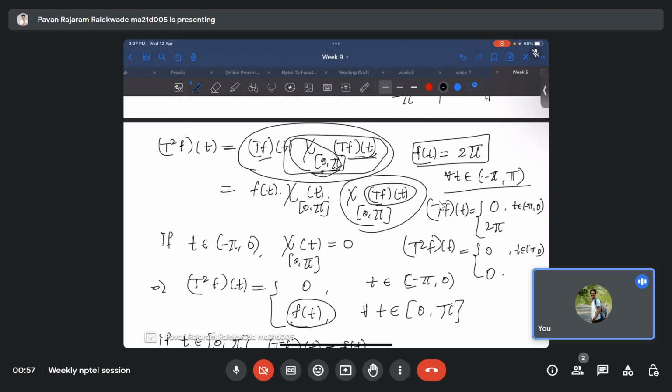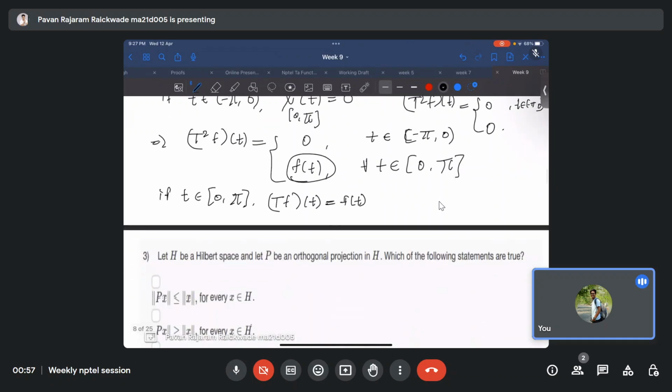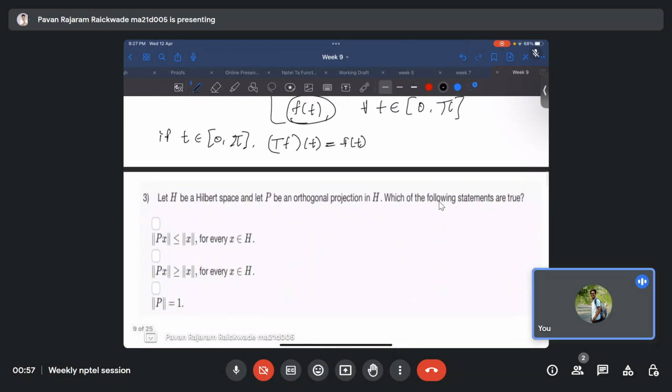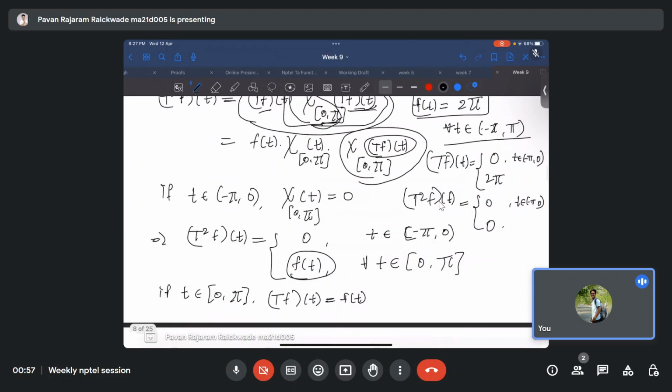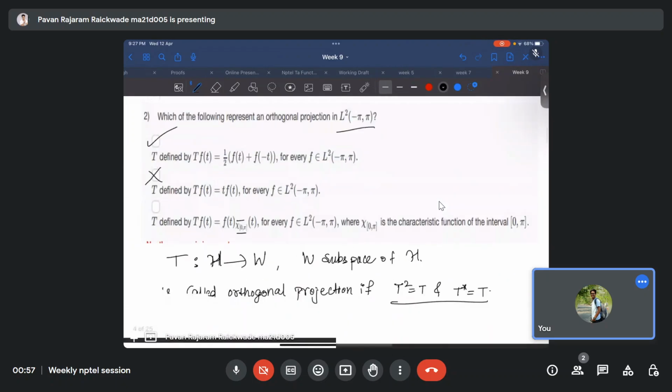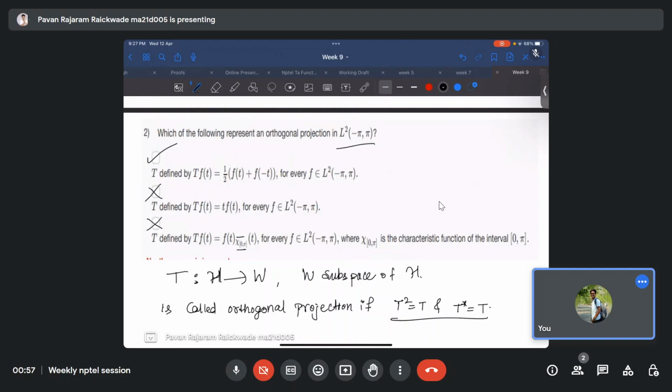So I have to check on this question again, and then maybe I'll explain in the next session. But for now, I think it's not a projection. You can also think about it and maybe correct me if I'm wrong.